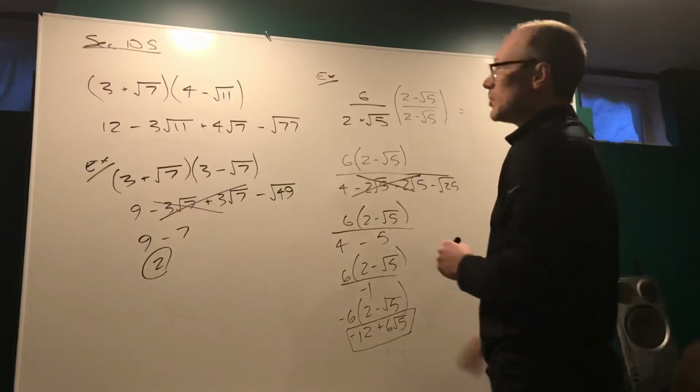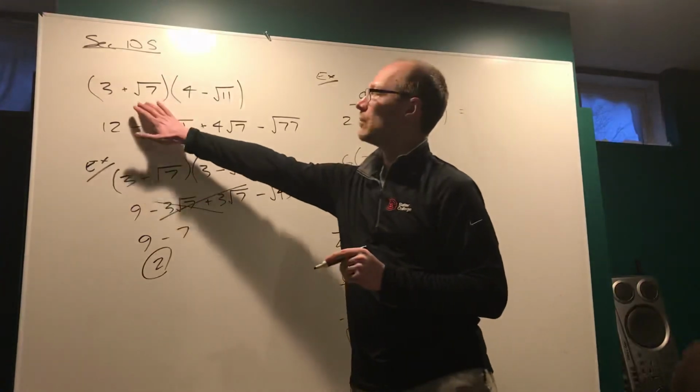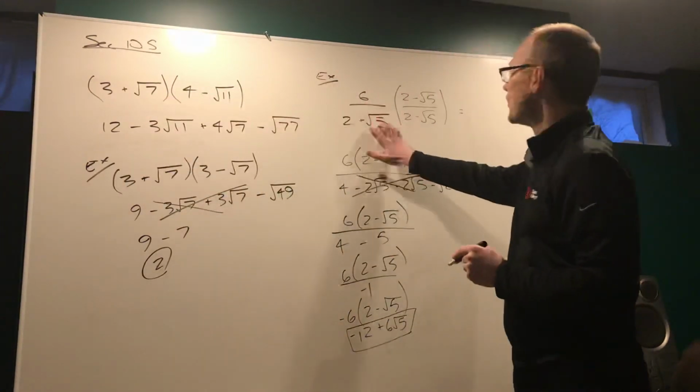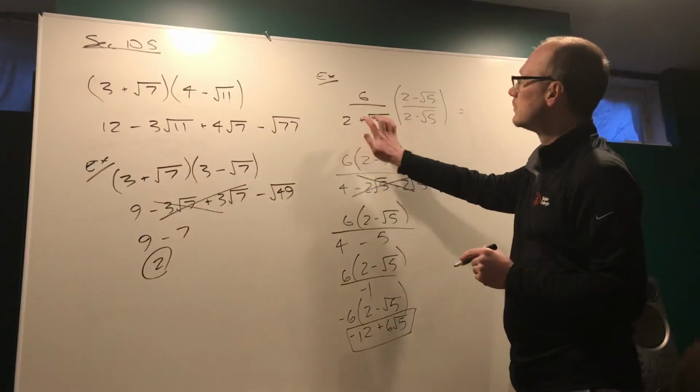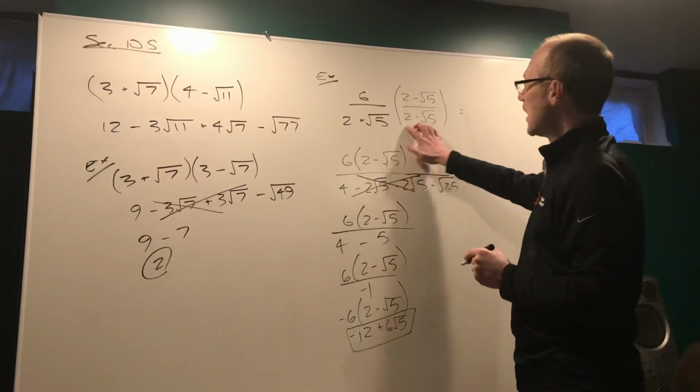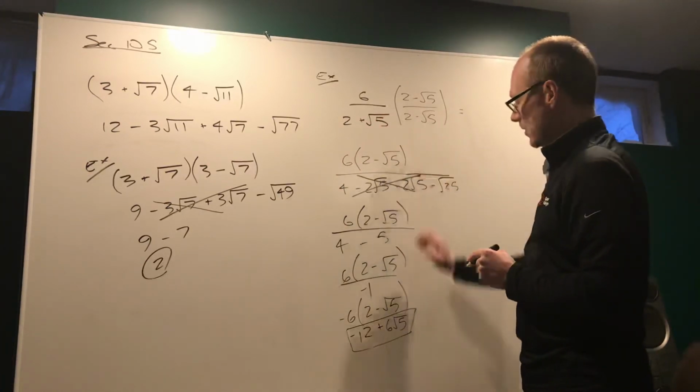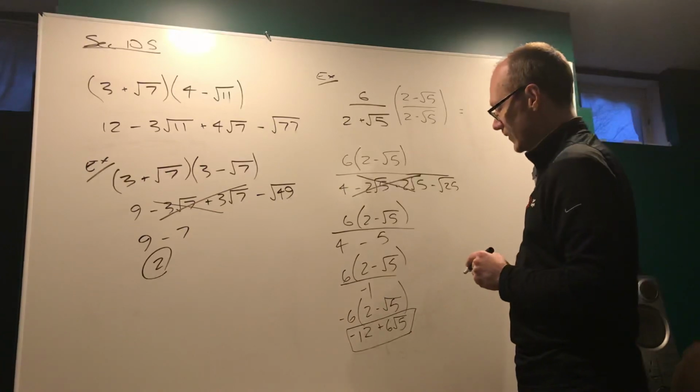So that's how you can multiply binomials with radicals and use the radical conjugate trick to make the square root go away in the denominator.